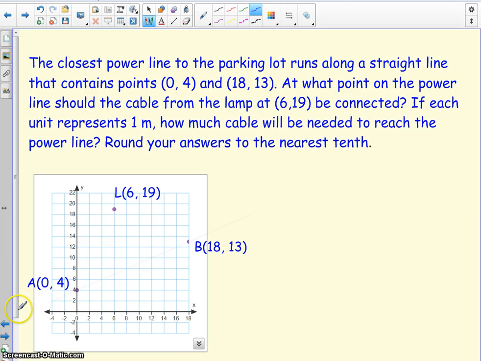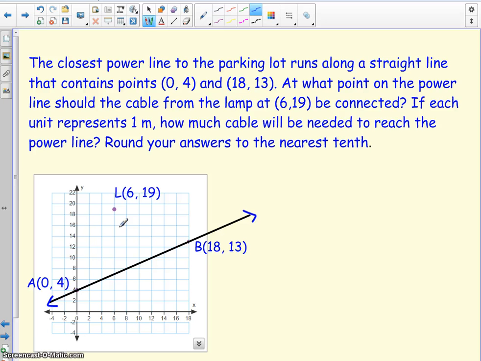Again, what we're basically trying to do is trying to figure out the shortest way of running a power line from this lamp to this existing power line right here. So let's draw this line right here, in right there. So this is the line connecting, again, 0, 4, and 18, 13. And it's a power line, so you can picture it going on forever. Okay, and what we're trying to figure out here is how we get from, again, this lamp that's over here at L to this power line in the shortest distance possible.